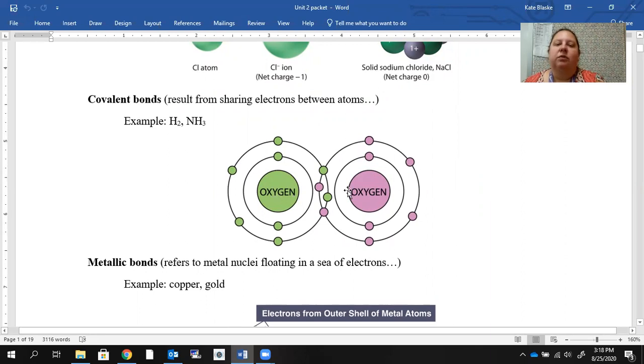We also have this sort of combined attraction and repulsion going on where the nucleus of this green oxygen atom is attracted to the electrons of the purple one, and the purple nucleus is attracted to the electrons of the green one. This is what we're really familiar with. We talked about this a lot last year with covalent bonds and sharing of electrons and making sure you have your octet and all that sort of good stuff. We'll get a little bit more into that later on this unit.